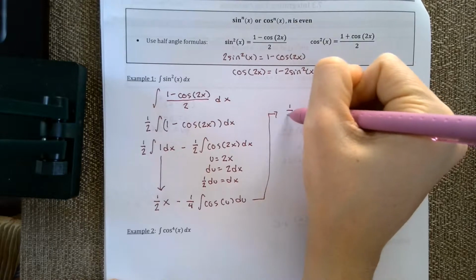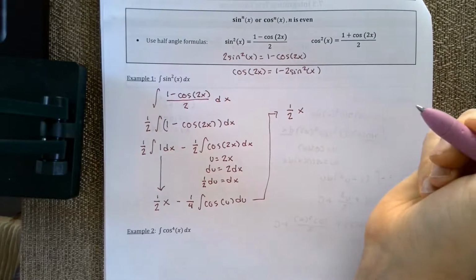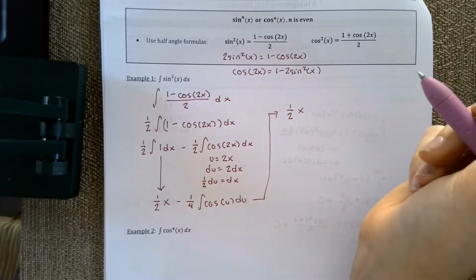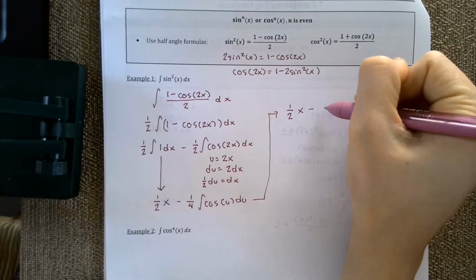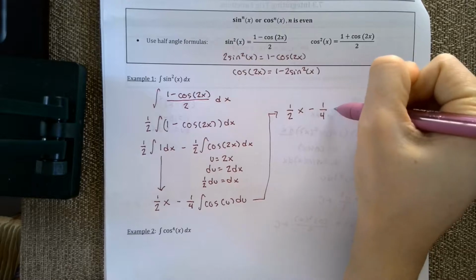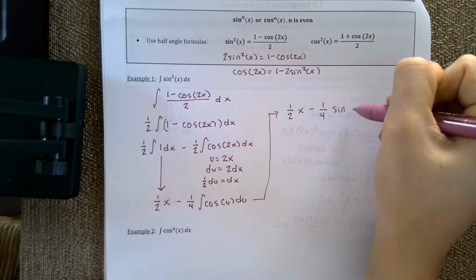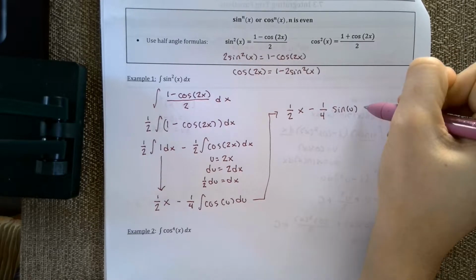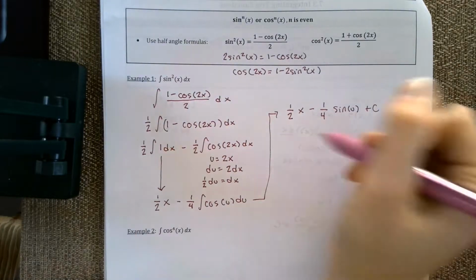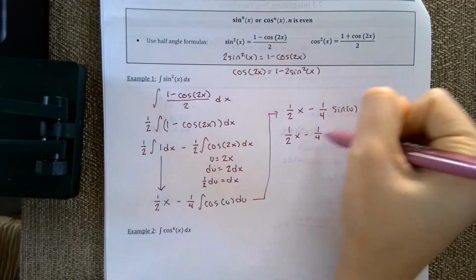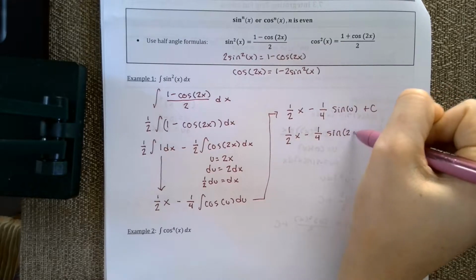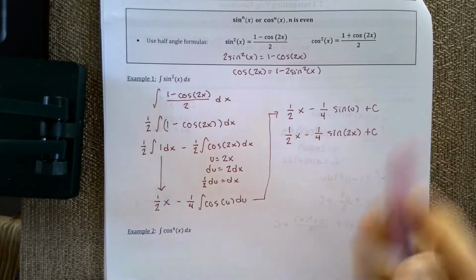Alright, so still 1/2 x. The integral of cosine is positive sine, and that's one of those we need to practice a lot because we have the sign in the opposite direction. Sine of u plus c. Remember to replace that u in the end, so 1/2 x minus 1/4 sine of 2x plus c.